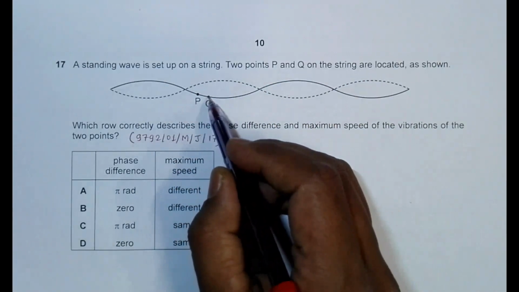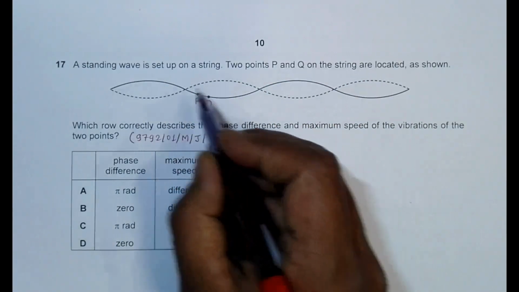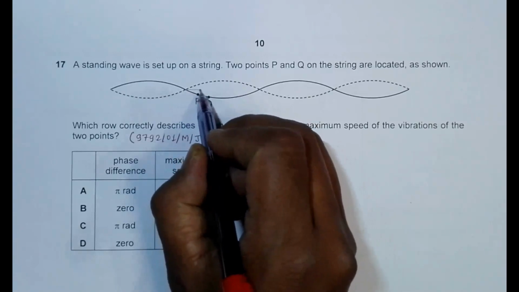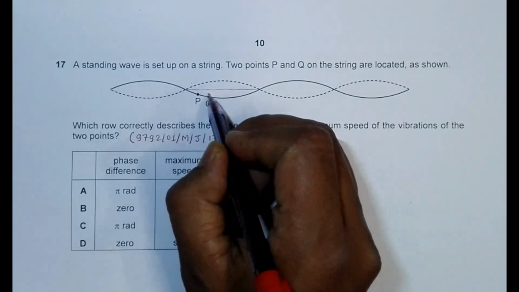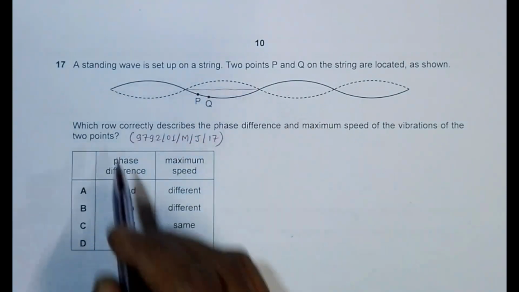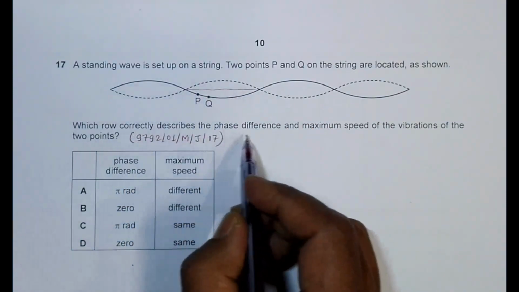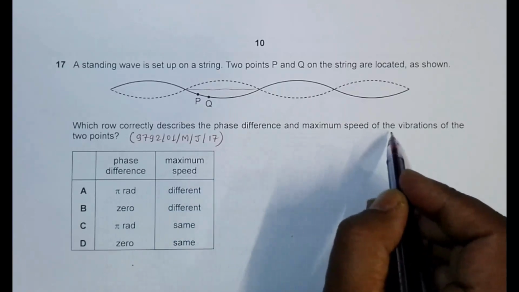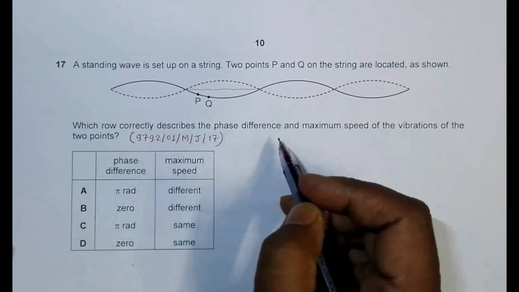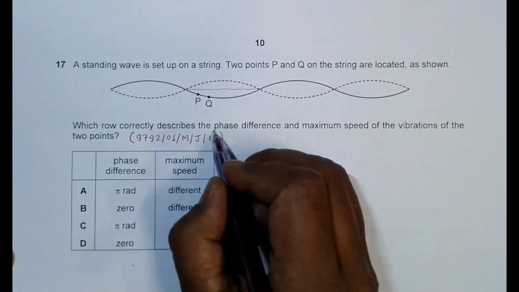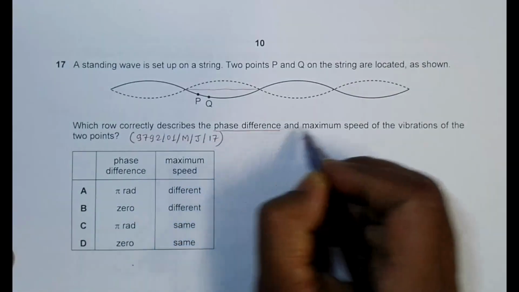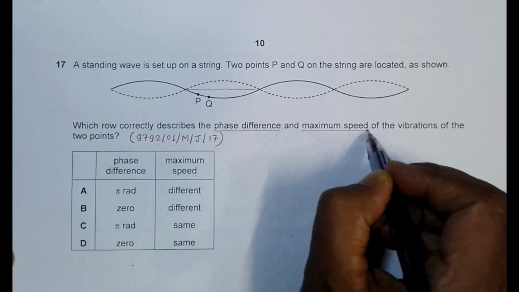Q has a slightly higher amplitude than P, because the amplitude is calculated from the mean position. So this is a bit more than this. Which row correctly describes the phase difference and the maximum speed of the vibrations of the two points? So we have to talk about the phase difference as well as the maximum speed of the two points.